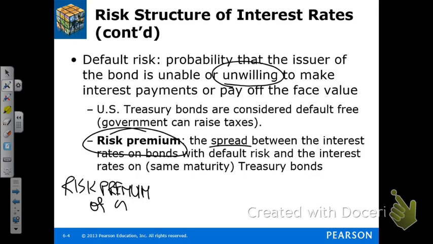So when you think about the risk premium of, let's say, a 6-month maturity bond, it is going to be equal to the interest rate on the bond, the real interest rate on the bond, minus the real interest rate on the treasury bill. It's called TB. So that's the spread.